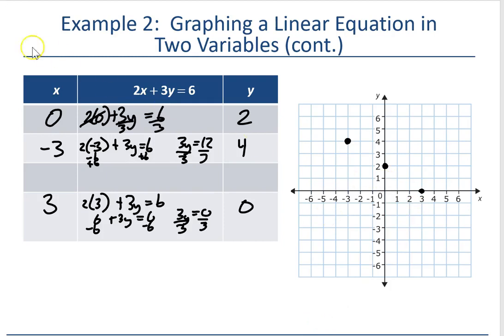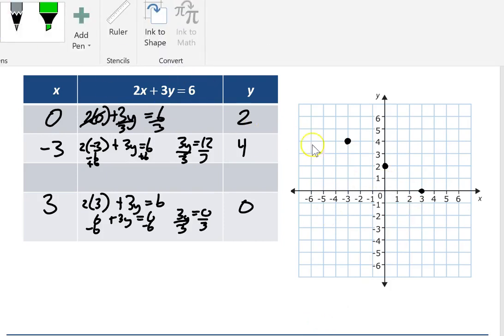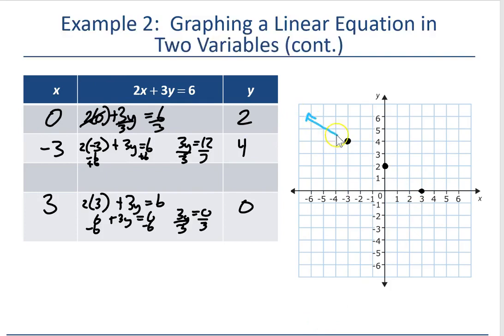And I'm going to go ahead and try my hardest. It's going to look horrible, but I can come in here and draw a line through here. And that would be the graph of this line with the points (0, 2), (-3, 4), and also the point (3, 0). And that's exactly how that's going to work. All right, let's continue on here.